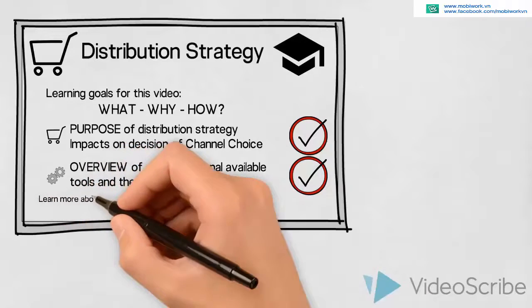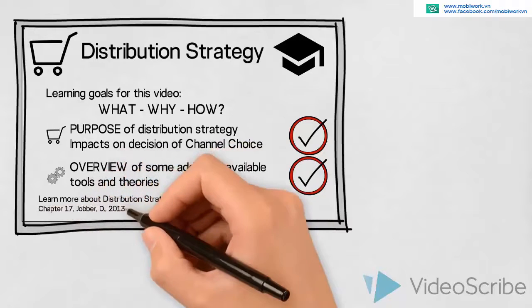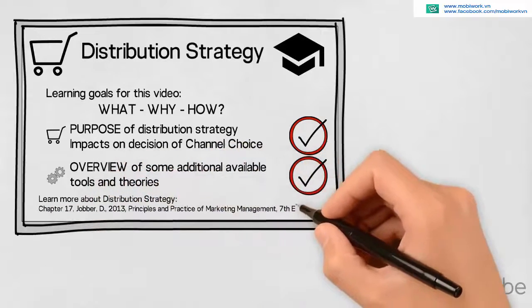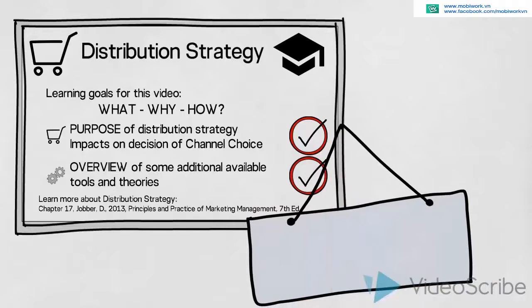To learn more about distribution strategy and how to use the different tools and theories introduced in this video, I recommend that you read Chapter 17 in David Jobber and Fiona Ellis-Chadwick's Principles and Practice of Marketing Management, 7th edition.